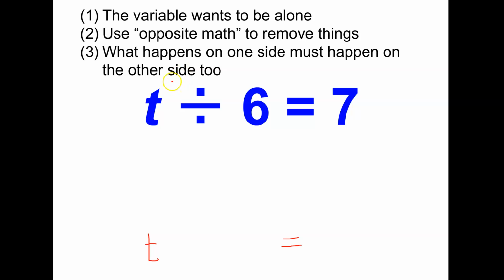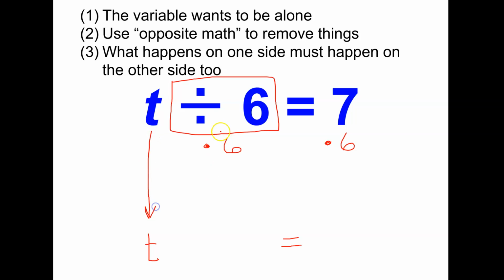Number 2. What is stopping it from being by itself, and how do we get rid of it? Right now, we are attached to a divided by 6. We use opposite math to get rid of this. What's the opposite of divided by 6? Times 6. Rule number 3, what happens on one side has to happen on the other side. We multiplied by 6 on the left, you have to multiply by 6 on the right. Okay, let's see what happens. T comes down. Divided by 6 times 6, that's opposite math.